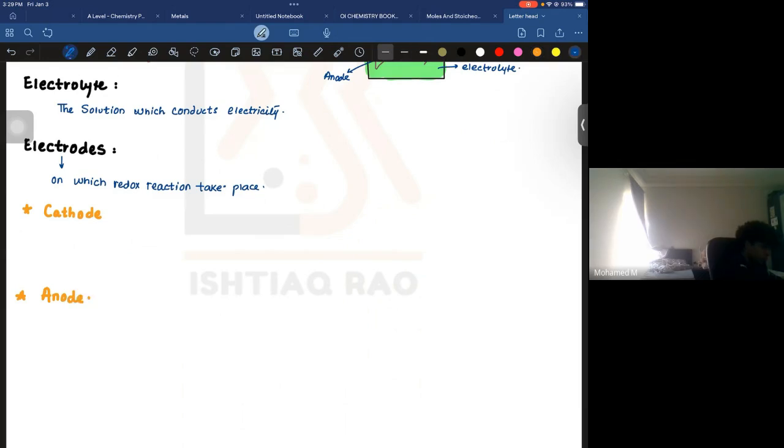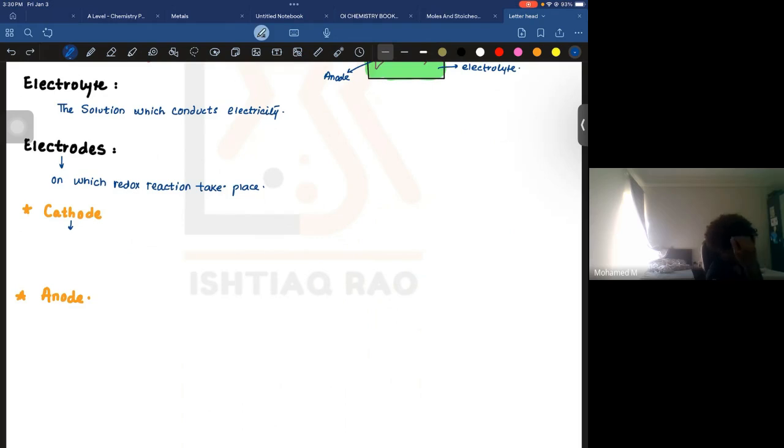Cathode means the plate, the metal plate, or any surface. Remember, the surface should be a good conductor. You know that diamond is a bad conductor of electricity. So how can we make an electrode using diamond? We can't, because diamond is a bad conductor of electricity. So remember, just like an electrolyte, it should be a good conductor of electricity.